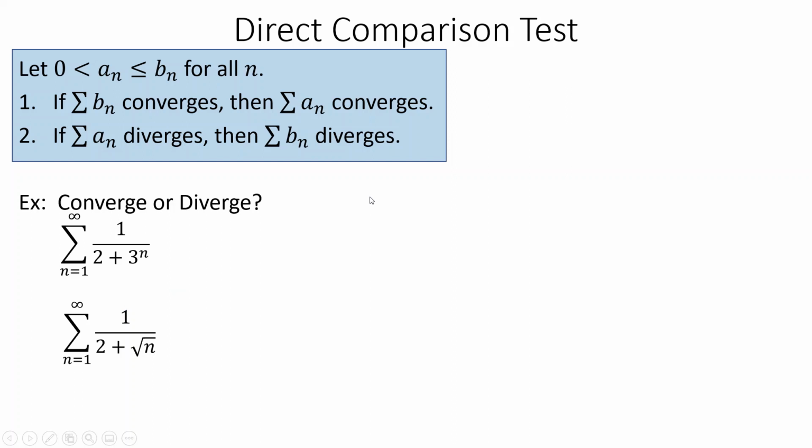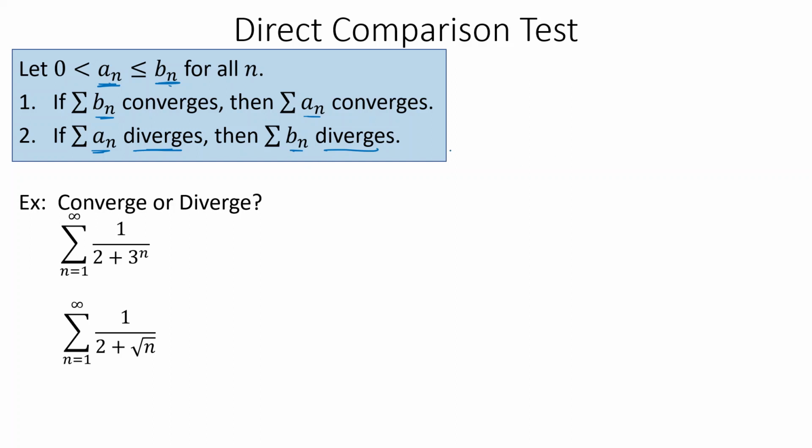All right, so let's see, the direct comparison test. We've got some series or some sequence a_n and b_n. If b_n converges and b_n is greater than a_n, then the sum of a_n converges. So if the bigger one converges, the smaller one, the one that's below it, is always going to have to converge as well. If the smaller one diverges, then the bigger one is also going to have to diverge.